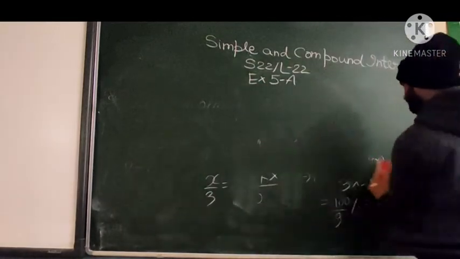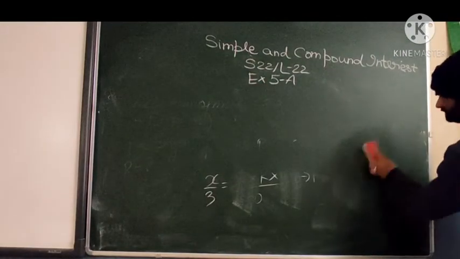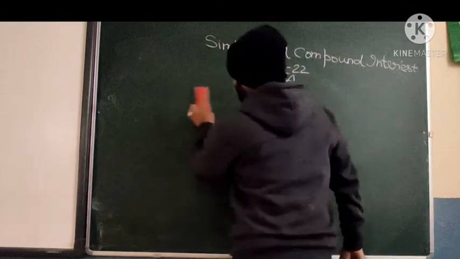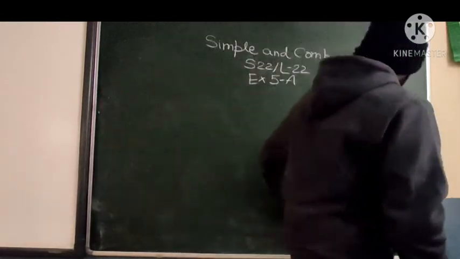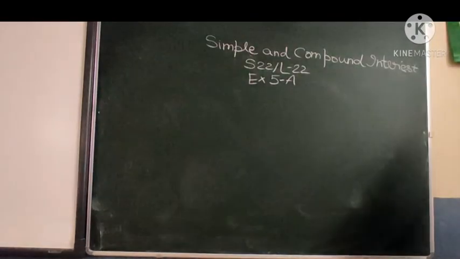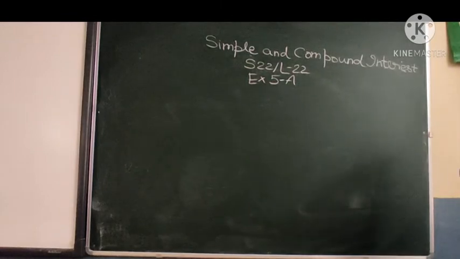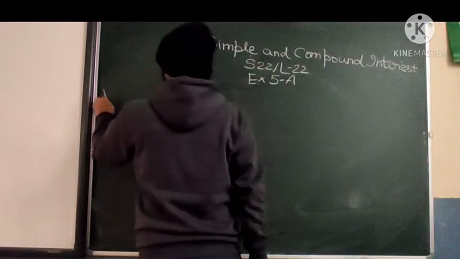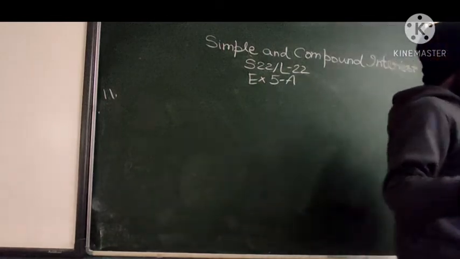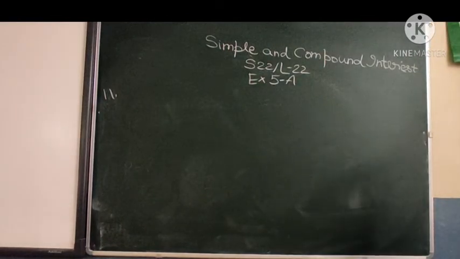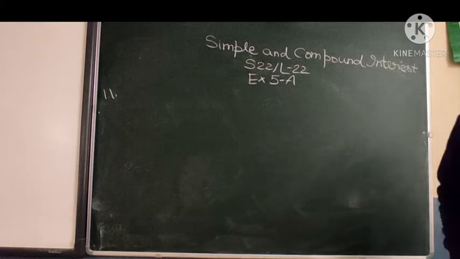Question number 11. Question number 11 might be looking like a clumsy question. Lot of details are given here, but do not fear this thing. Let's do it fast. Let's read the question. It says a sum of money becomes 5070 in 18 months and 5610 in 4.5 years. Find the principal and rate of interest.